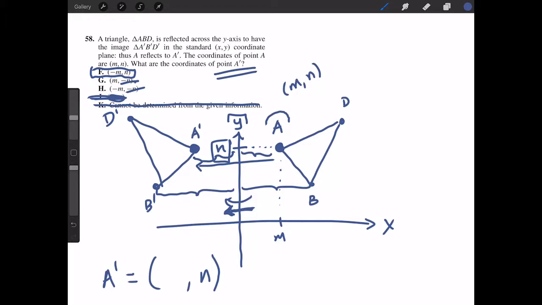What about the m value? Well, say m was positive 3. Well, its reflection would be -1, -2, -3. It would be found on -3. So essentially it becomes negative m. Think about it. So the coordinates for A prime are going to be negative m, comma, n, which is again choice F.